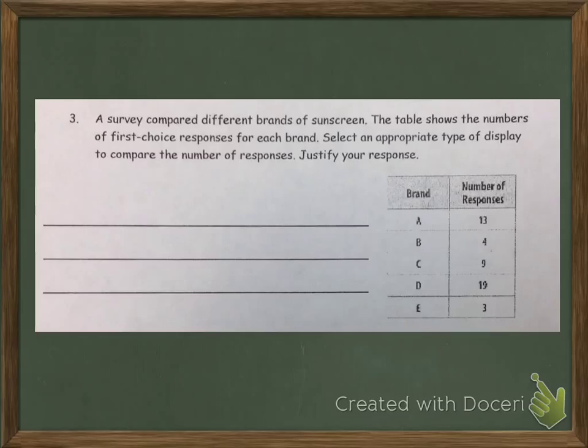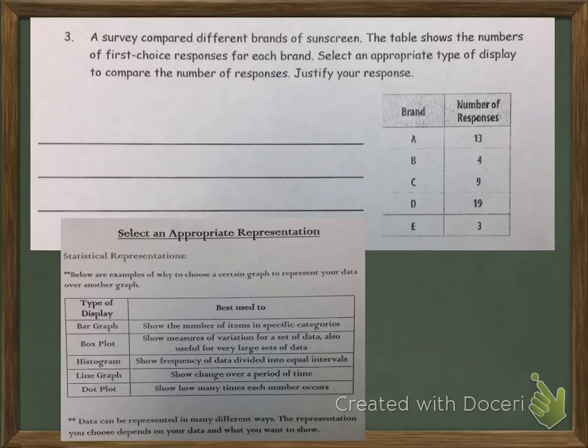Number 3 says, a survey compared different brands of sunscreen. The table shows the number of first choice responses for each brand. Select an appropriate type of display to compare the number of responses and justify your response. So here we have different brands, so it's different categories. If we look at our types of displays and when it's best to use it, we want to look for where it shows different brands, and it's going to allow us to compare the responses for each brand. And that is the bar graph, because this bar graph shows the number of items in specific categories.